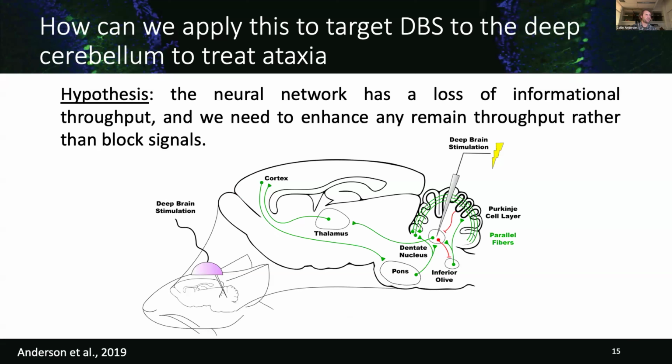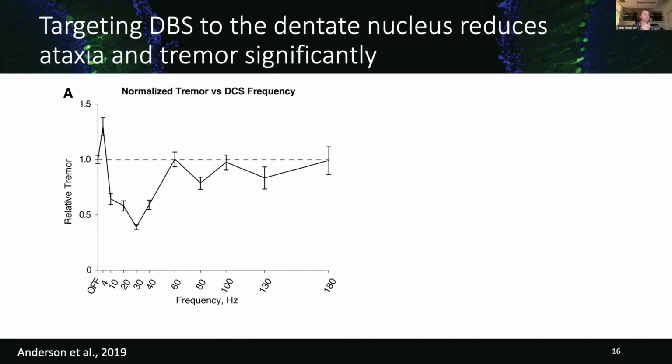So then the question is, rather than trying to decrease the amount of informational throughput, what can we do that might enhance any remaining throughput rather than blocking signals? There was an idea that came out of Ken Baker and Andre Machado's work, which was actually targeting low frequency stimulation to the deep cerebellum for stroke recovery, potentially enhancing throughput of remaining informational channels. So we decided to take that.